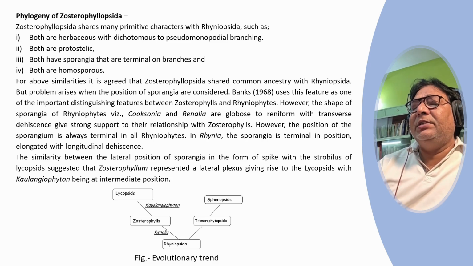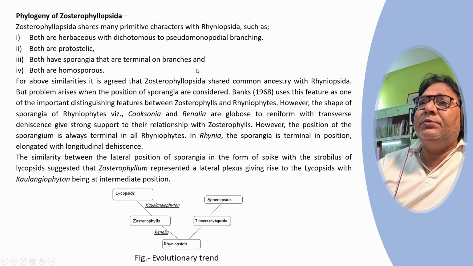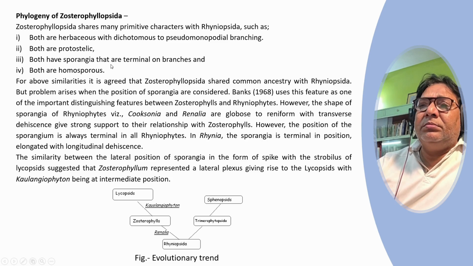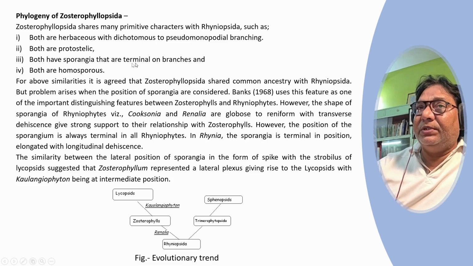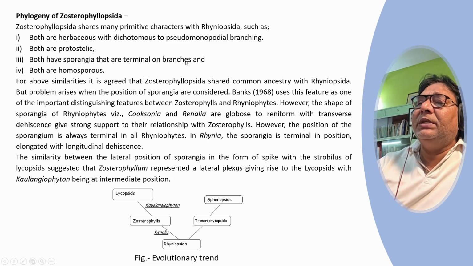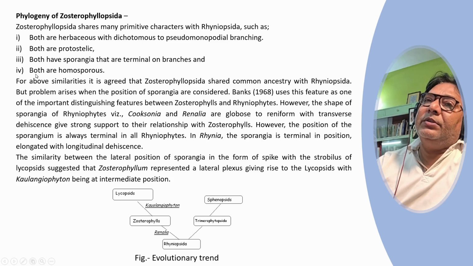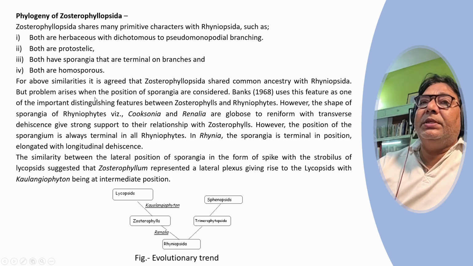Here is the phylogeny of Zosterophyllopsida. Sometimes you are asked, what is the relationship with Rhyniopsida? Both Rhyniopsida and Zosterophyllopsida are herbaceous with dichotomous to pseudomonopodial branching, both are protostelic, and both have sporangia that are terminal on branches. This is not true exactly. Some of them may be terminal, but in Zosterophyllum they are lateral in position, which distinguishes it from Rhyniopsida. Both are homosporous, however.